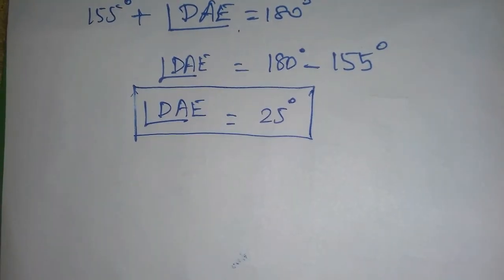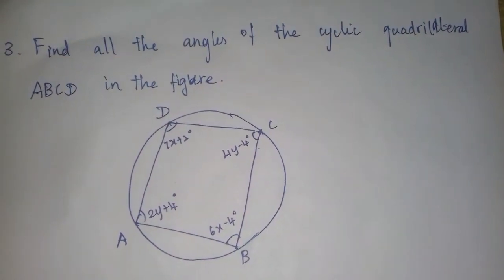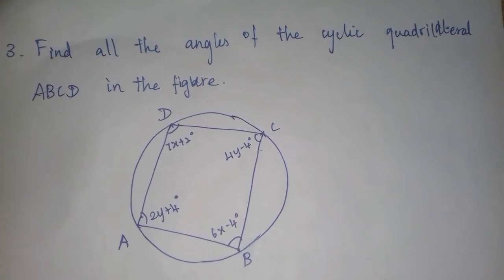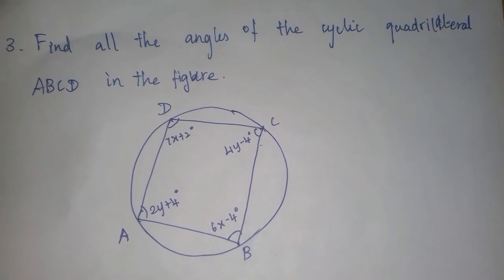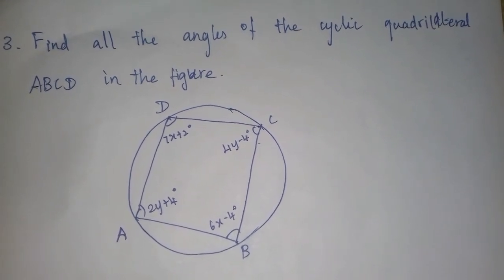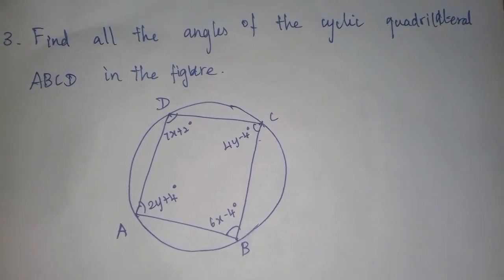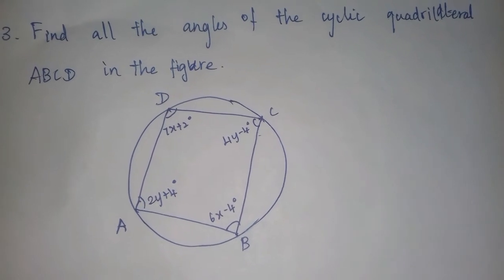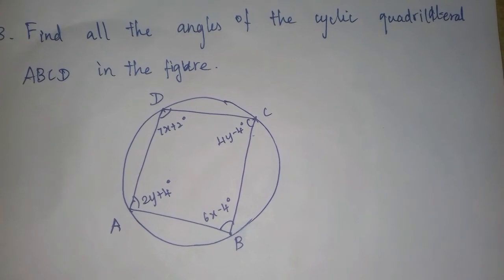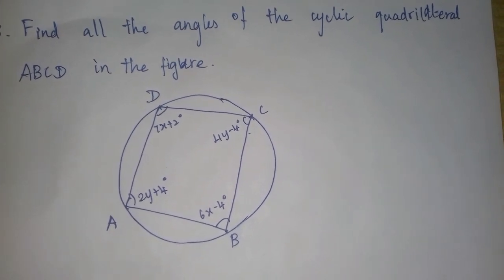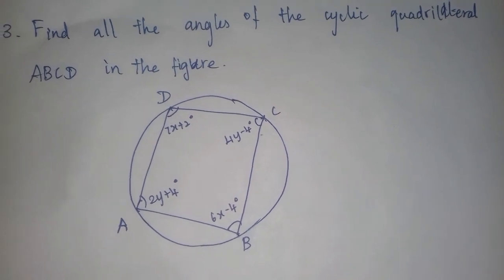Okay. Now let's see the third problem. What is given in the third problem? Find all the angles of the cyclic quadrilateral ABCD in the figure. They have given 4 angles. Now we have to find all the 4 angles. If we find the value of x, then we can find the 4 angles easily. Here we are going to use only one proof. What is that? Opposite angles of a cyclic quadrilateral are supplementary. With that one theorem, we can find all the 4 angles.